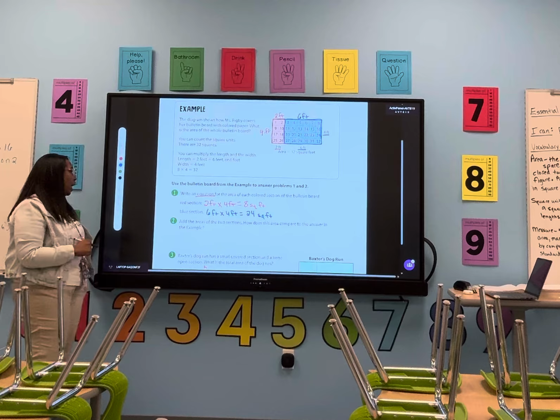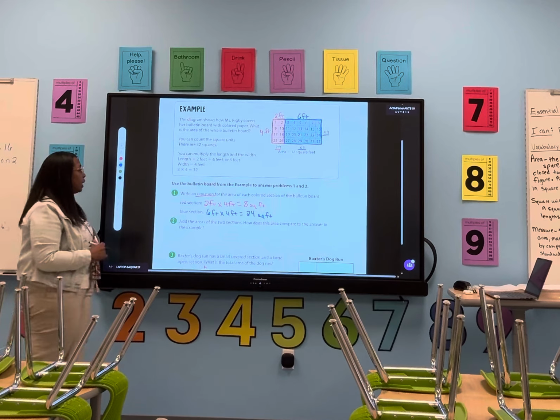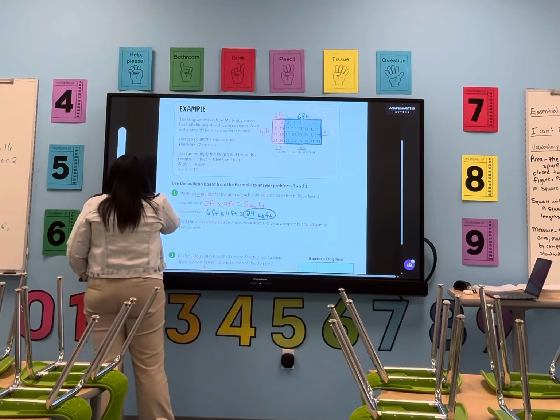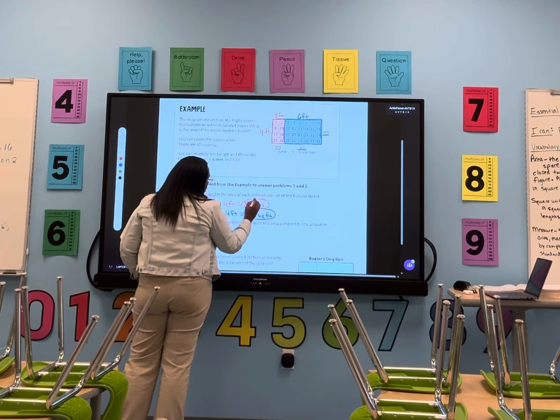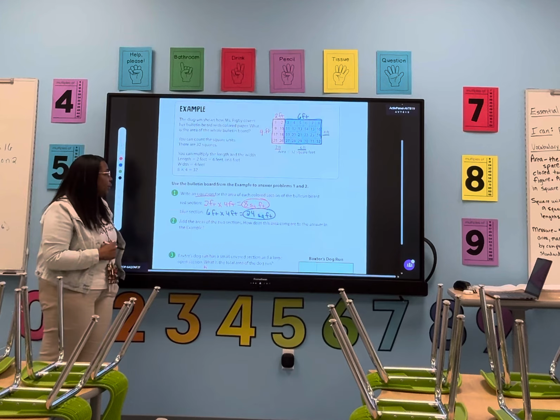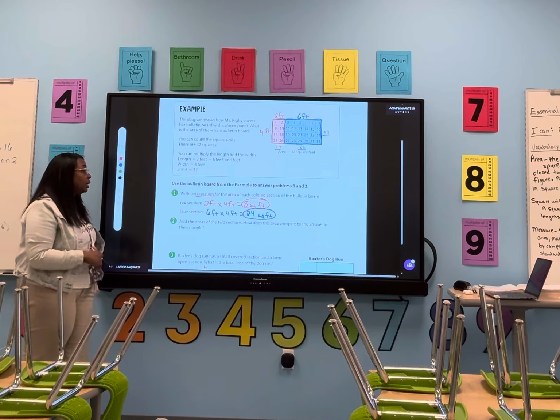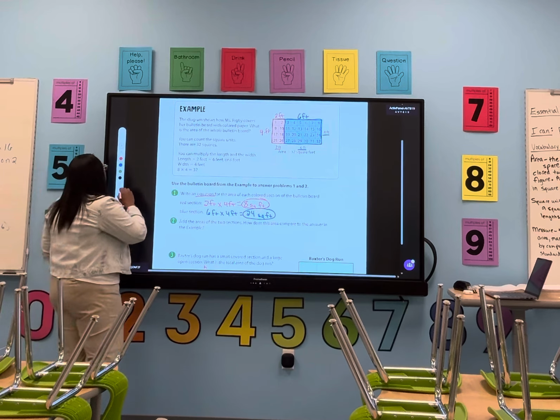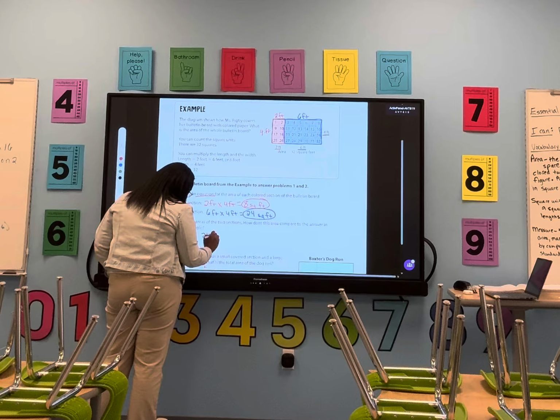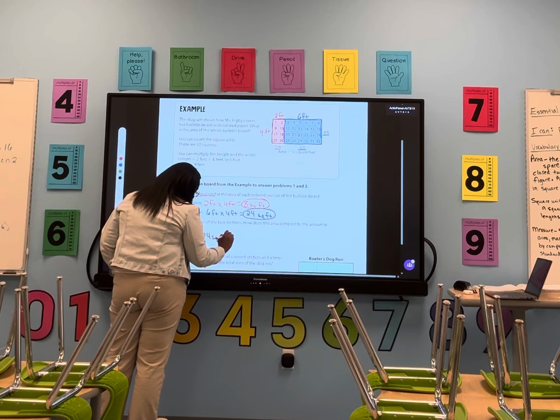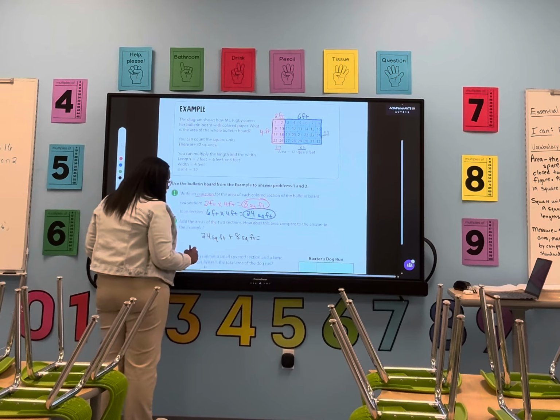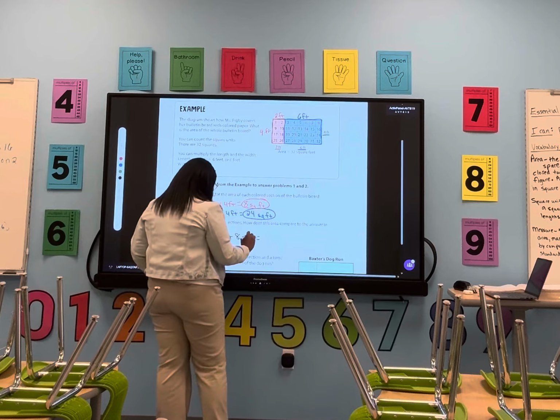Number 2 says to add the areas of the 2 sections. So they want us to add these 2 areas. I'm going to add the blue one, which is 24, and I'm going to add the red one, which is 8. How does this area compare to the answer in the example? Let's add them first before we start comparing them. So I have 24 square feet plus 8 square feet, and this is going to give me an answer of 32 square feet.